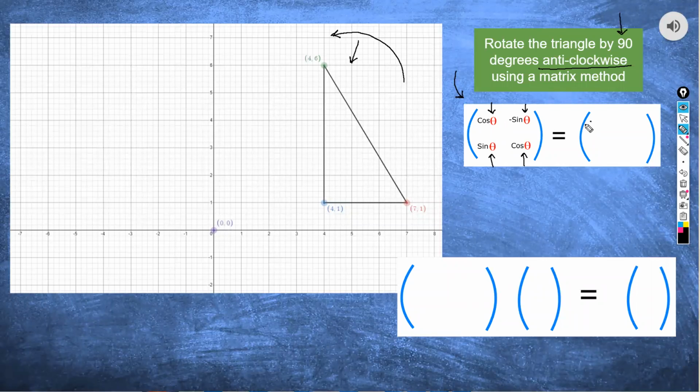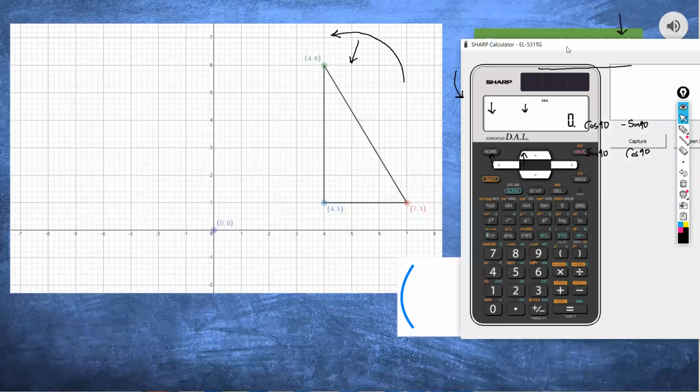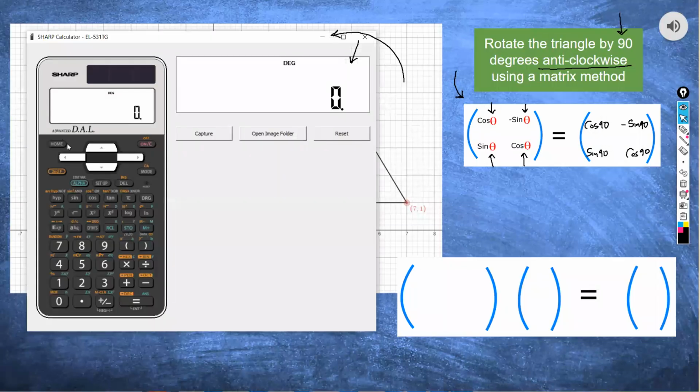So in other words, this is what you're seeing: cosine 90, minus sine 90, sine 90, and cosine 90. All you have to do is go on your calculator, type in cosine 90, you will get a number. Type in minus sine 90, you will get a number. In other words, when you are finished, you will have 4 figures. Get those 4 figures for me, and I have my calculator here for those who are a little confused.